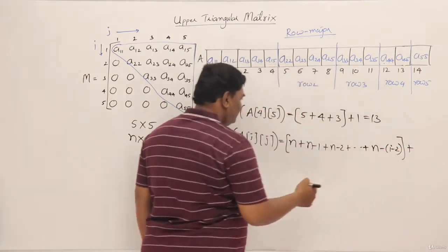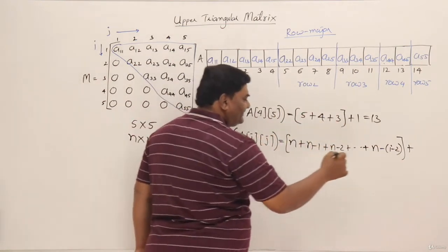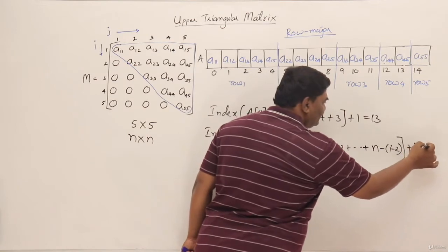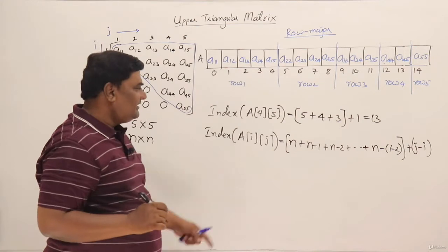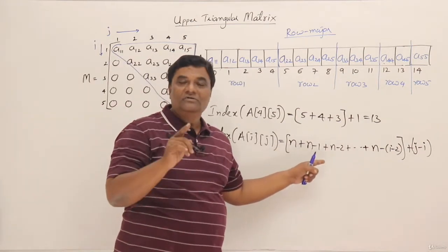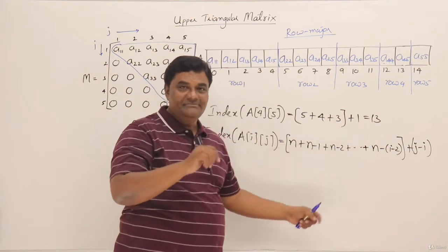Then outside this, see, this is 1. So this is 5 minus 4, j minus i. If you remember that formula, this is the same as that formula, only i and j have been interchanged. i became j and j became i.